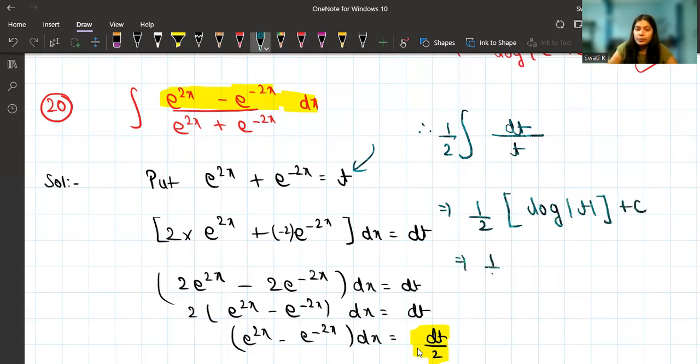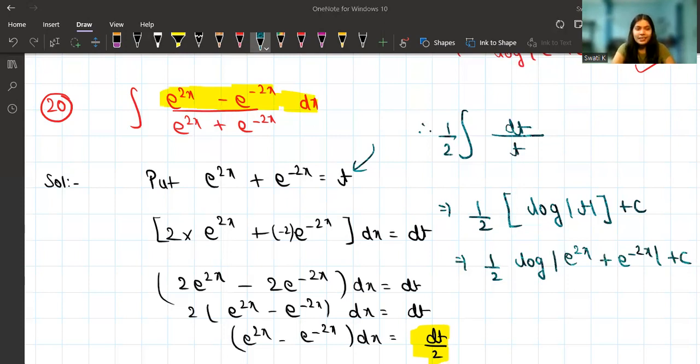So simply it will become 1 upon 2 log mod t. T is here e raised to 2x plus e raised to minus 2x, plus the constant of integration. And that is our answer.